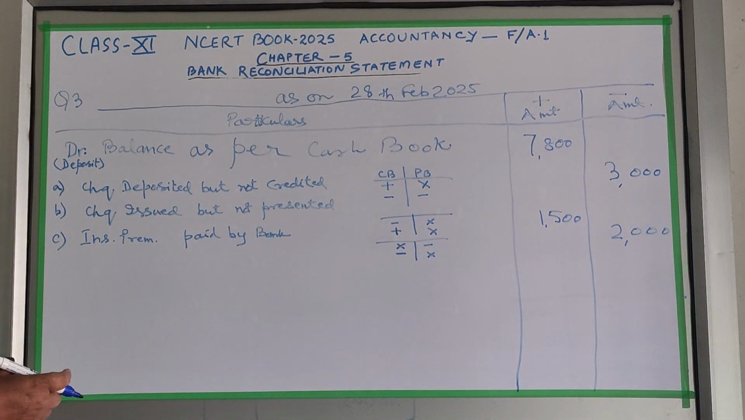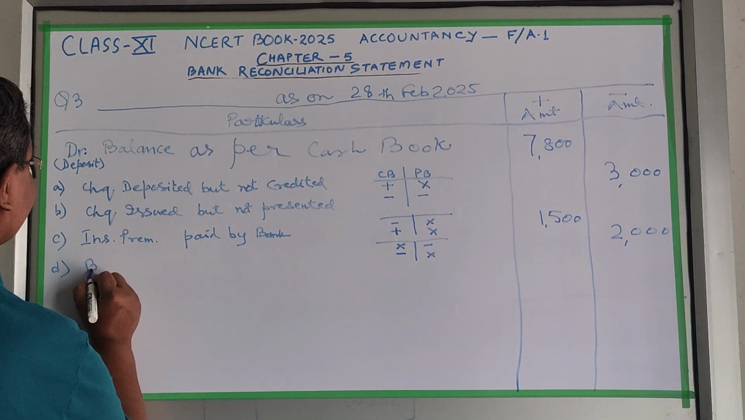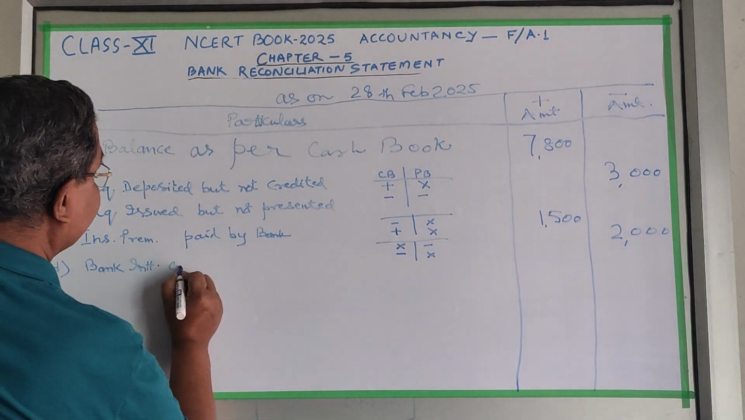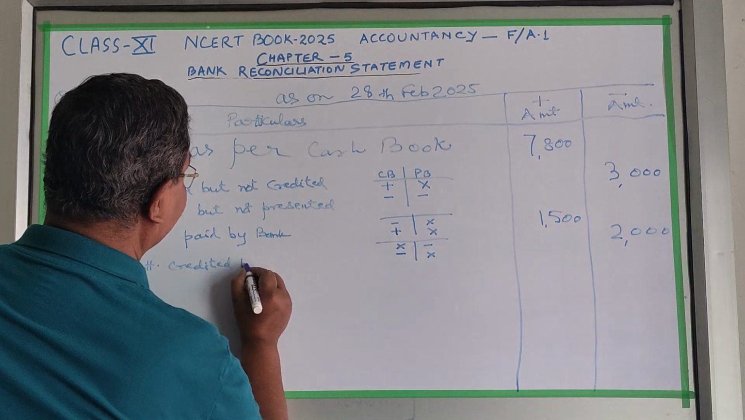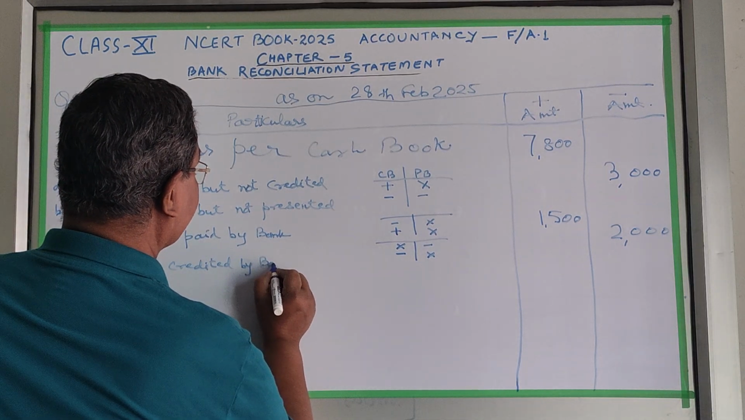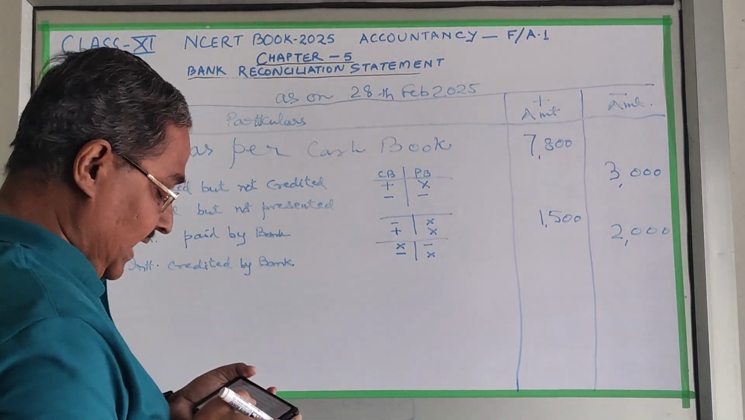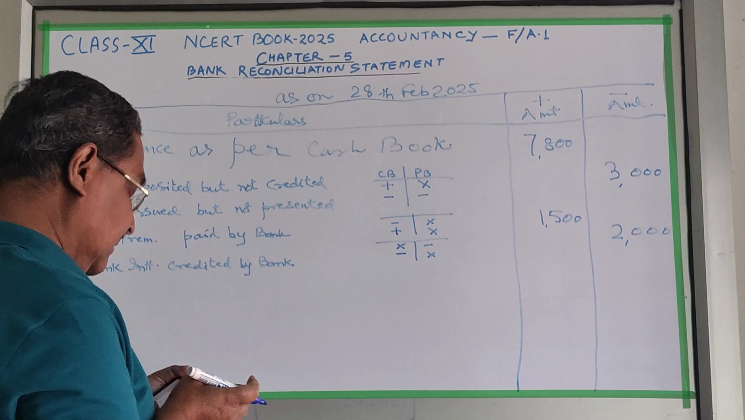Now, bank interest credited by the bank. Something has been credited by the bank. Bank interest credited by the bank. Credited means deposited by the bank. Always, passbook credit means it is a deposit by the bank, and passbook debits are always recovered. Passbook credits mean deposits in the bank. Bank interest credited by the bank.